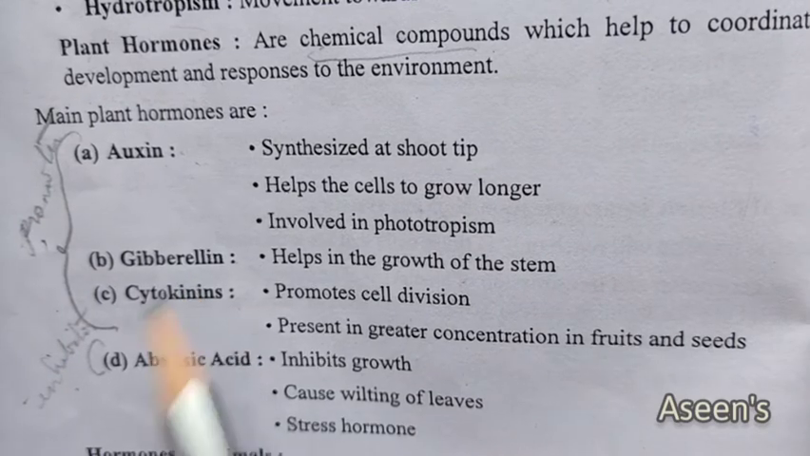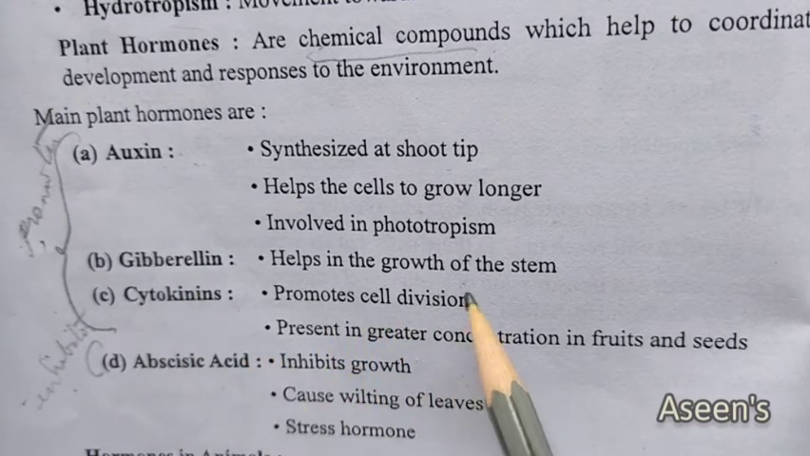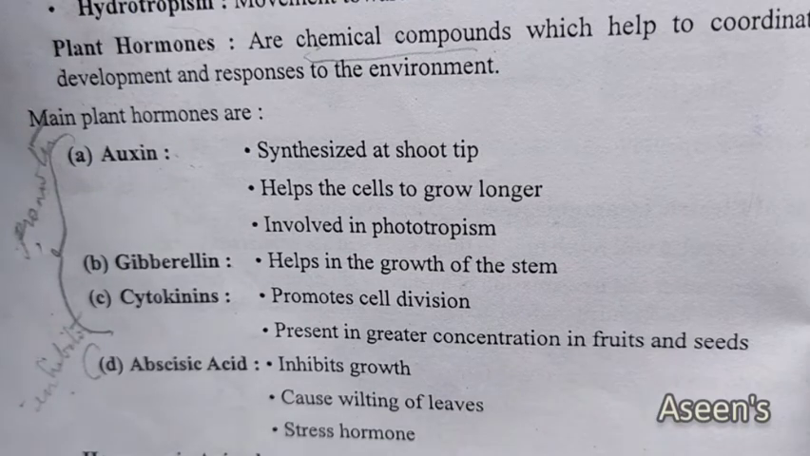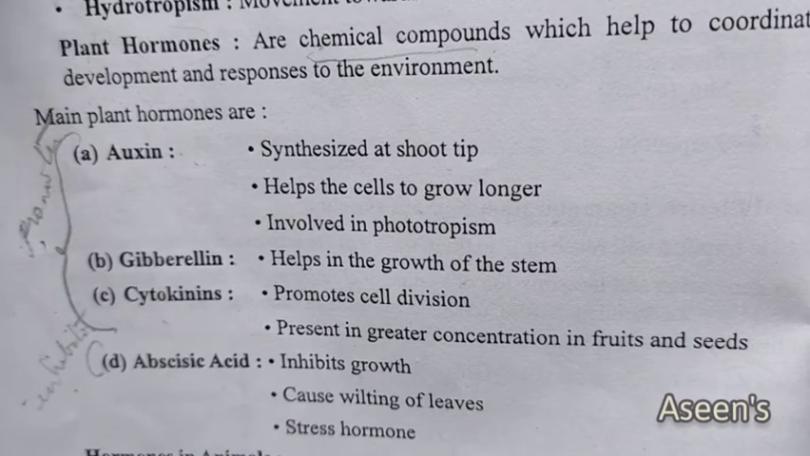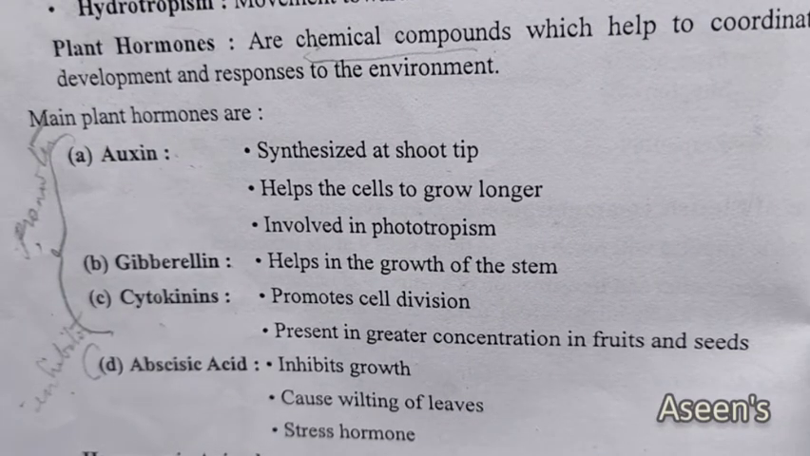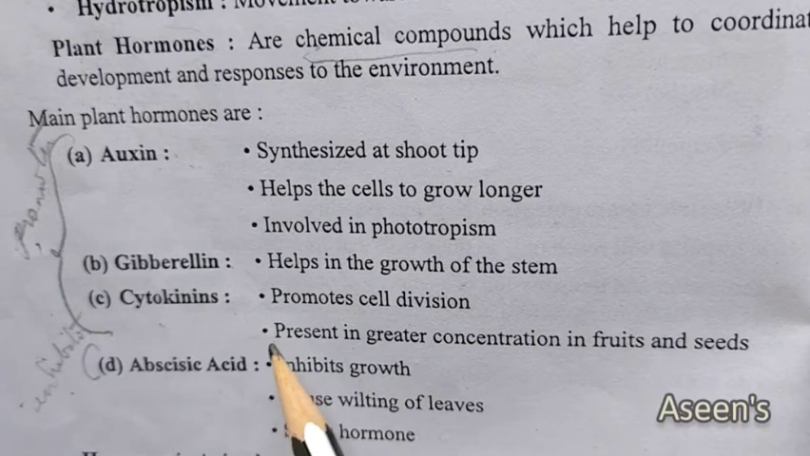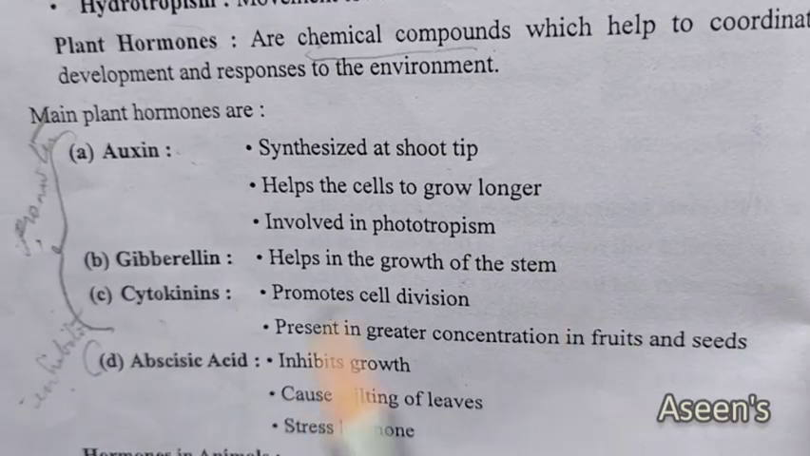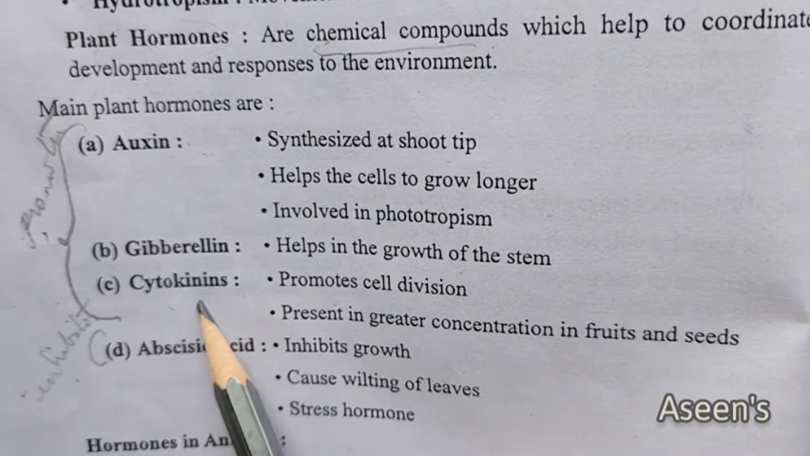Next, let's talk about gibberellin. Gibberellin helps in the growth of the stem, similar to auxin. Auxin is present at the shoot tips, while gibberellin does the same job at the stem region, that is the girth region. Next comes cytokinin. Cytokinin helps in cell division. They increase cell division especially in regions where division or growth is rapid, like in fruits, seeds and so on. They grow much faster and wilt faster, so in those regions they are found in higher amounts.